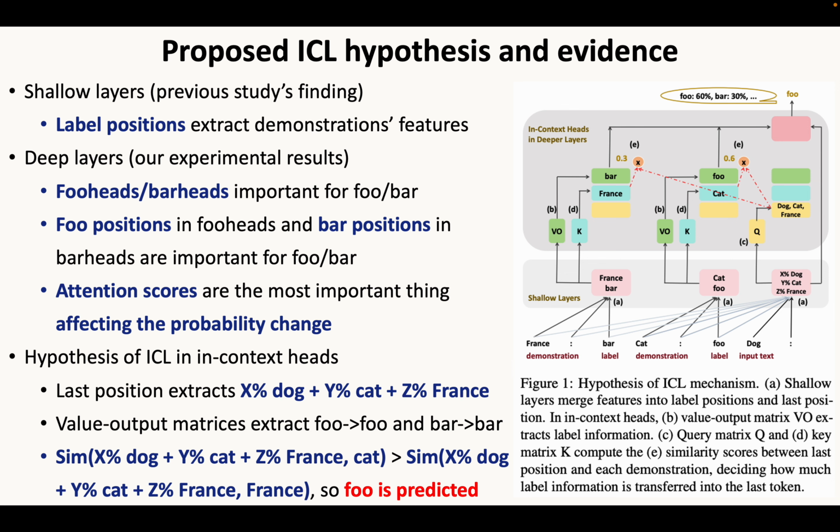In shallow layers, the label positions extract the demonstration features, and the last position extracts X% dog, Y% cat, and Z% France. In deep layers in-context heads, the value output matrix extracts the label features full and bar. The similarity between the last position's features and the second label position's feature is larger because this position has the features about cat, and cat is more similar to dog. As a result, full is the final prediction.